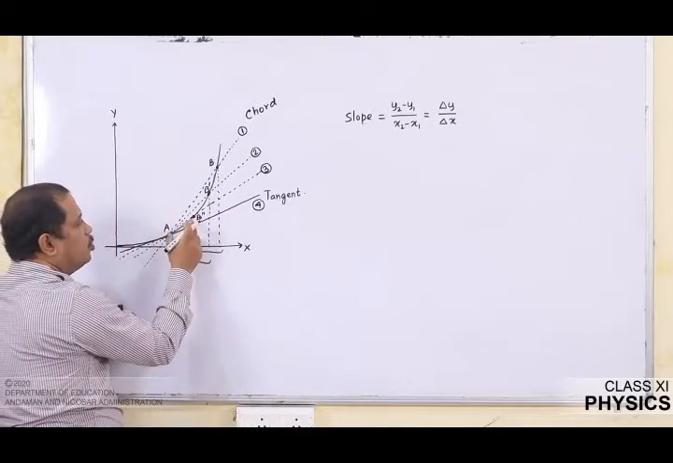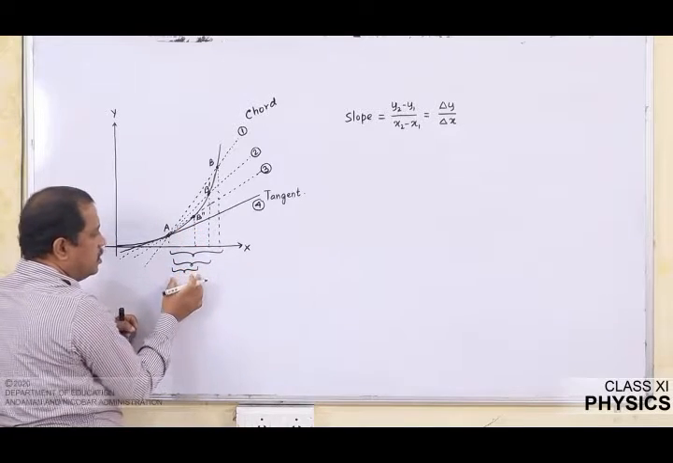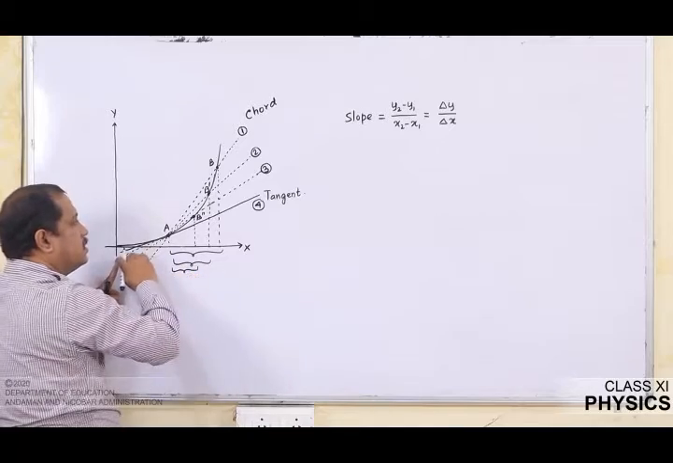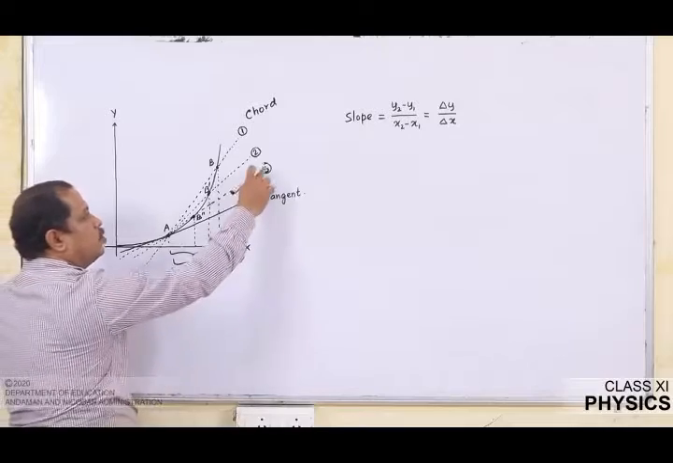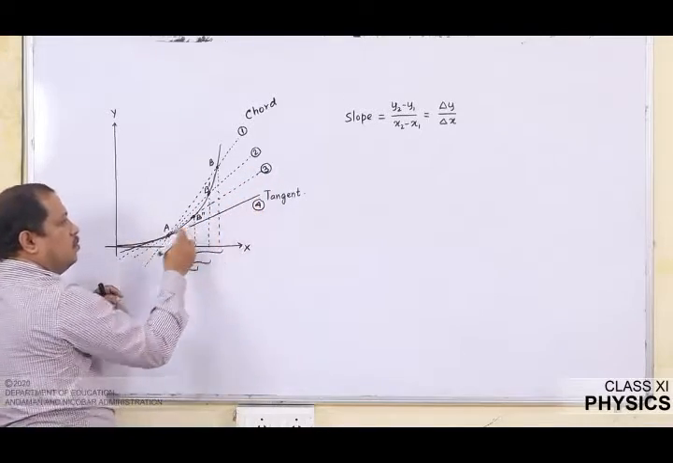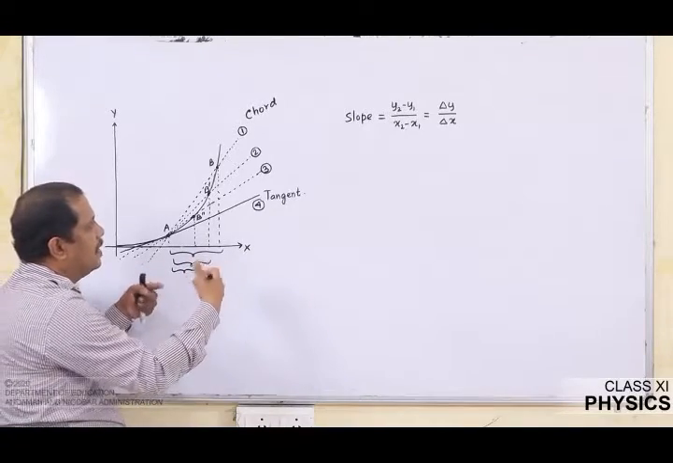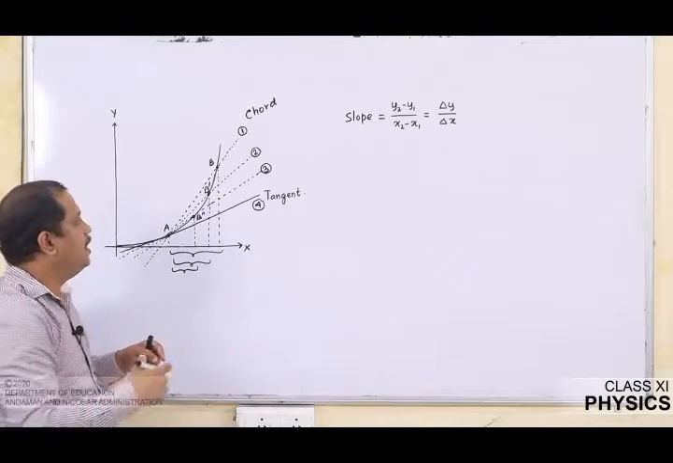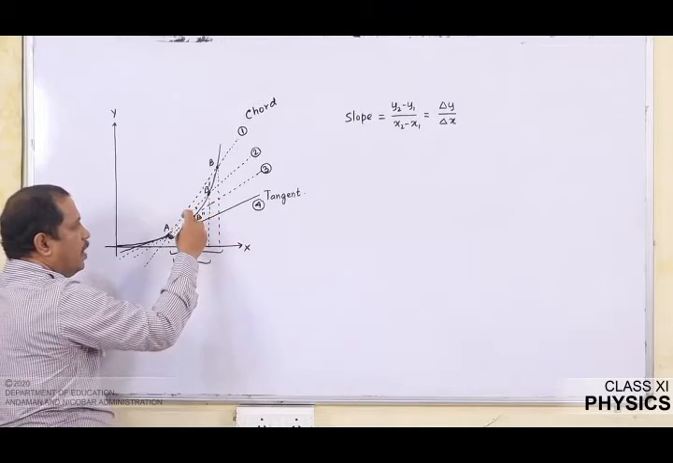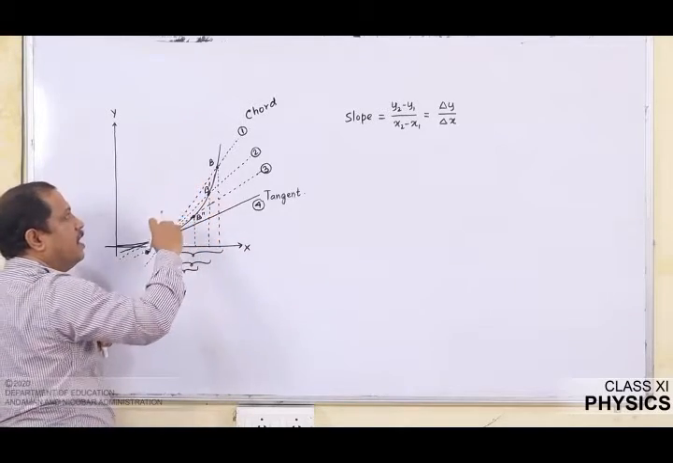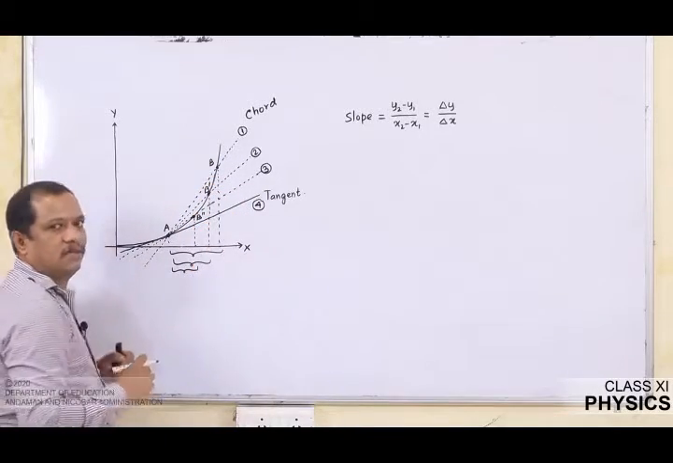When I consider these 2 points, this is the span or change in the value of x, and the straight line that I got after joining A and B double dash is line 3. This time the slope of line 3 is closer to the slope of the tangent. One thing I could get as insight from the graph is that as I gradually bring the point B closer and closer to A, the slope of the chord becomes closer and closer to the slope of this tangent.